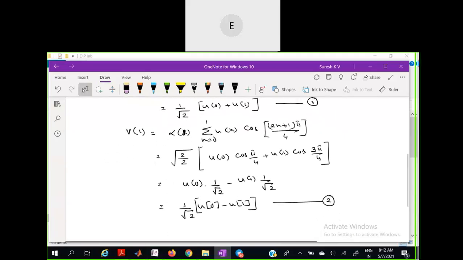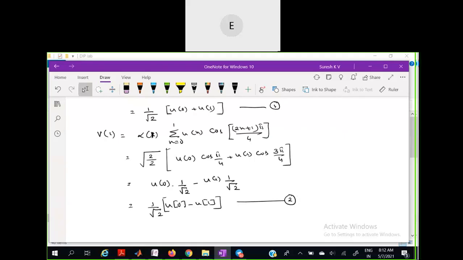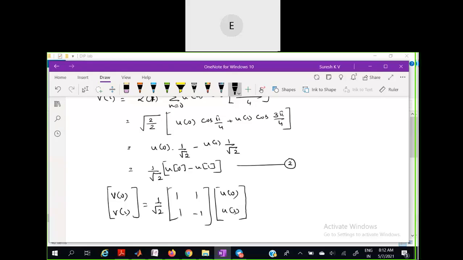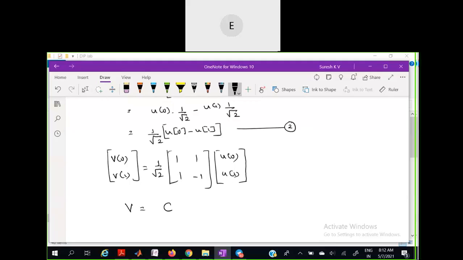Now if you just write the matrix multiplication, v of 0, v of 1 is equal to the matrix times u of 0, u of 1. The matrix is this 1 by root 2, which is exactly what I gave you in the last class. So v is C into u, where C is the discrete cosine matrix for n is equal to 2: 1 by root 2, 1, 1, 1 and minus 1.